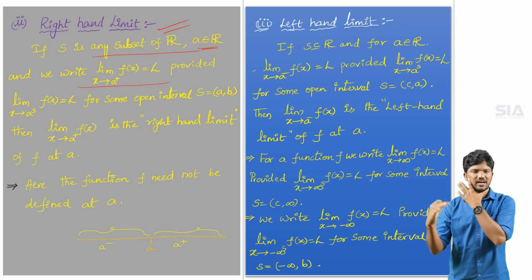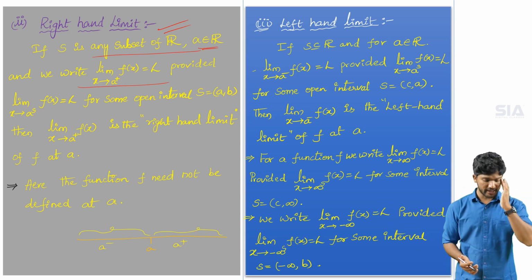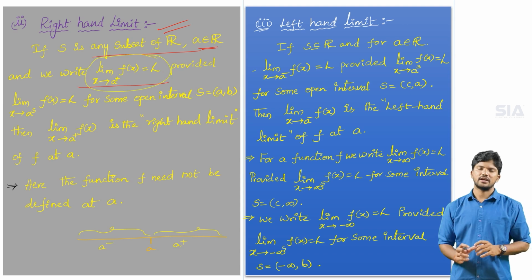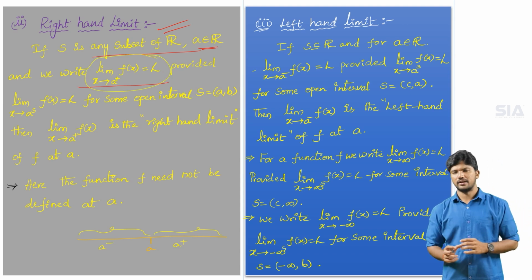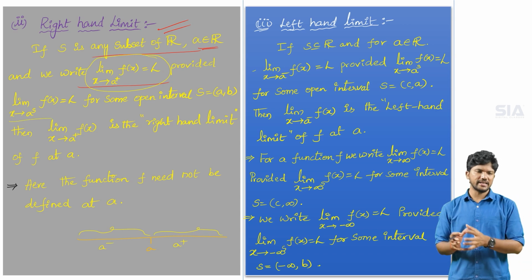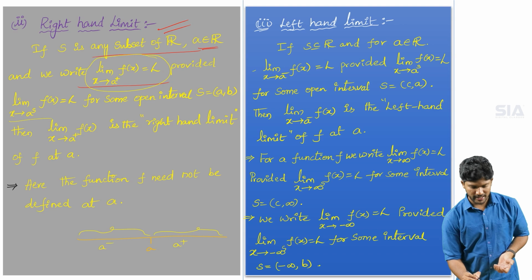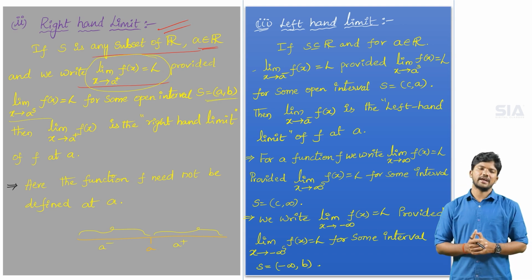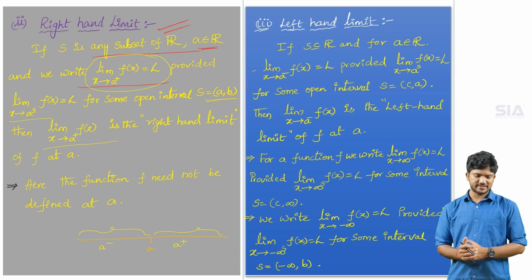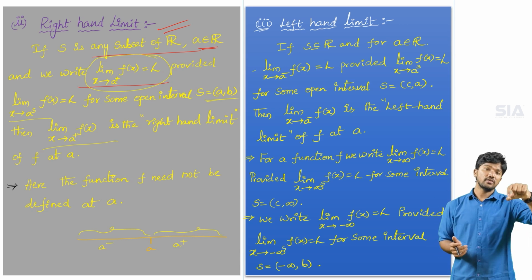Whatever value you take, on the right side we have positive values and on the left side negative values. So as it is said here, if limit as x extends to a plus of f of x is equal to L, provided the limit as x extends to a along S of f of x is equal to L for some open interval capital S equal to open interval a comma b, then limit as x extends to a plus of f of x is the right hand limit of the given function f at value a.